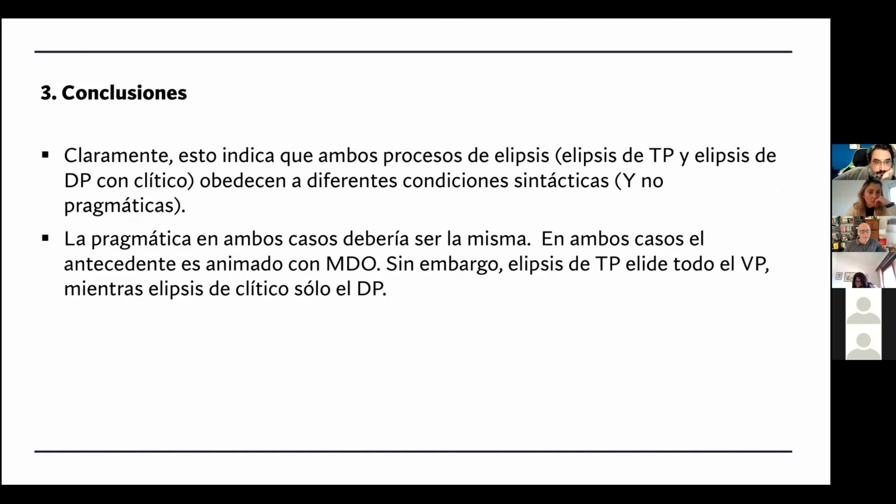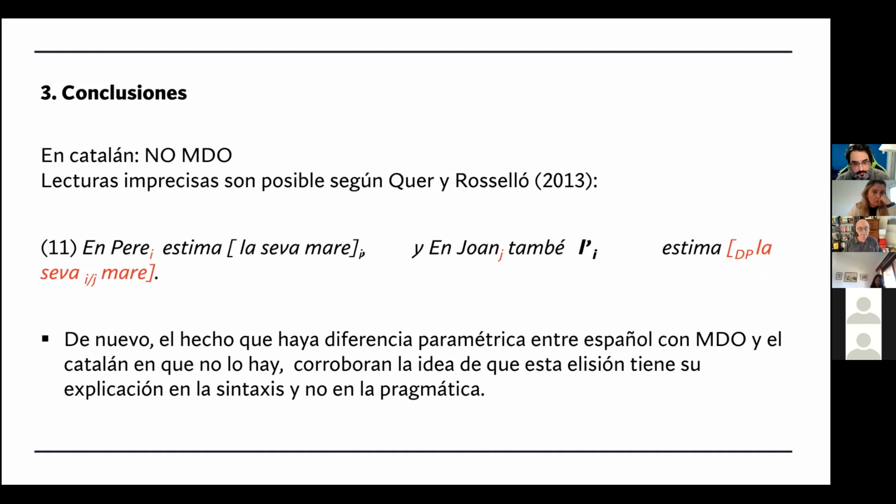Bien, volviendo un poco a la introducción, estos datos claramente indican que ambos procesos, tanto la elipsis de sintagma temporal como la elipsis con clítico, obedecen a diferentes condicionamientos sintácticos y no pragmáticos, ya que en ambos casos debería ser la misma pragmática, pues en ambos tenemos un antecedente animado. Sin embargo, hay una diferencia estructural clara: la elipsis de sintagma temporal elide todo, el verbo y lo demás, mientras que la elipsis relacionada con el clítico es solamente el sintagma determinante.